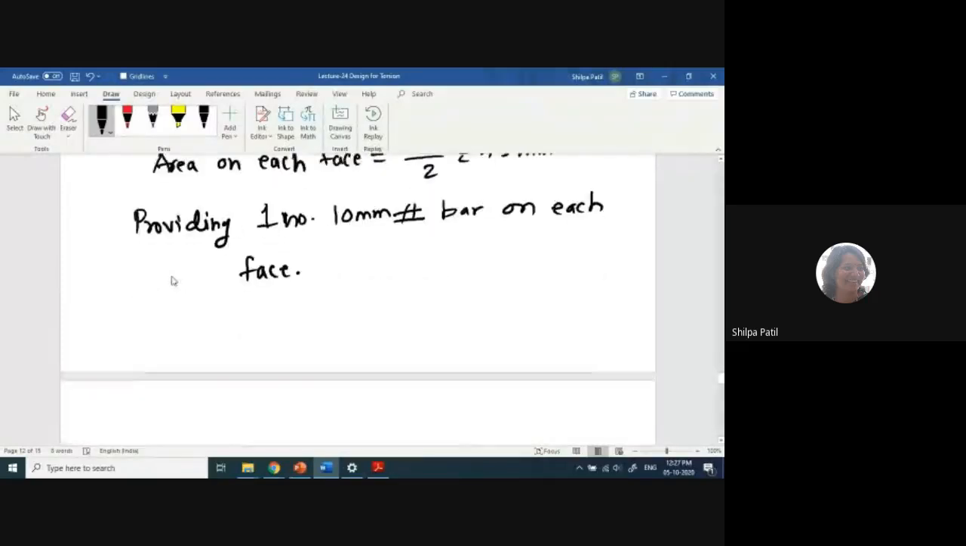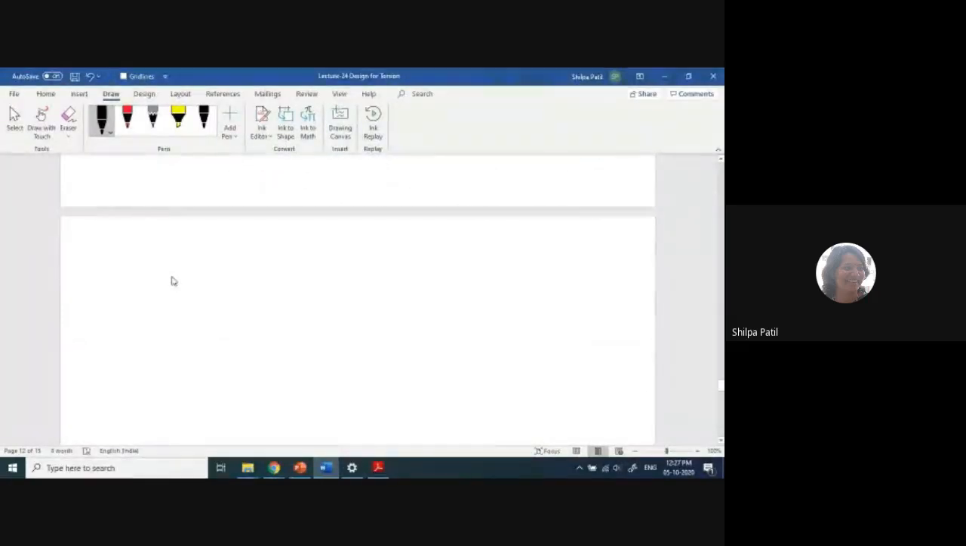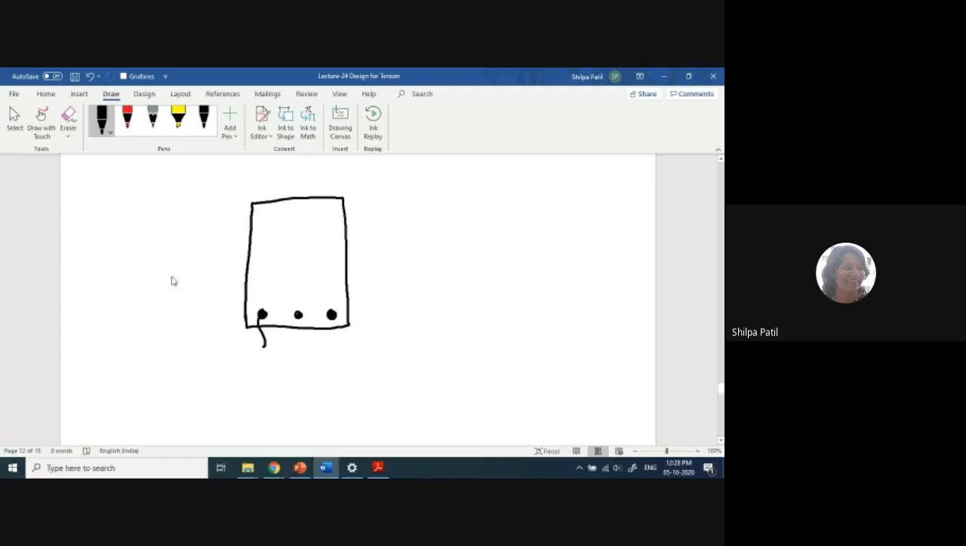Okay, so you need to draw the diagram also at the end. So let us draw the diagram. Please use scale when you draw the diagram. Okay, so there are 3 bars. These are 25 mm and the middle one is 12 mm. So this is 25 mm and this is 12 mm.